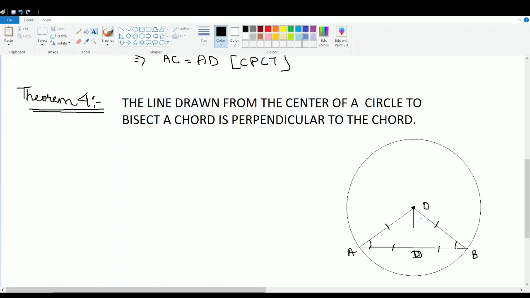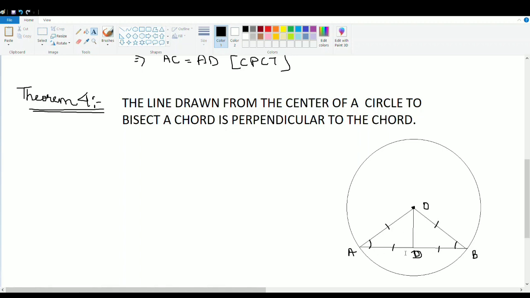First of all, you need to write: AB is a chord of the circle with center O. OD is drawn on the line segment AB, and it bisects AB, that is AD equal to BD. We need to prove that OD is perpendicular to AB, right?